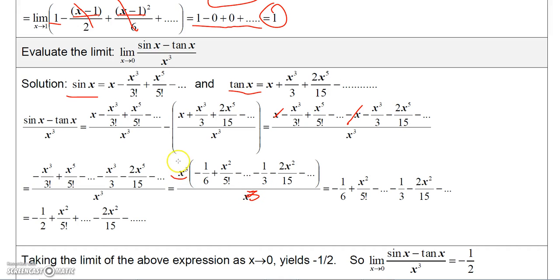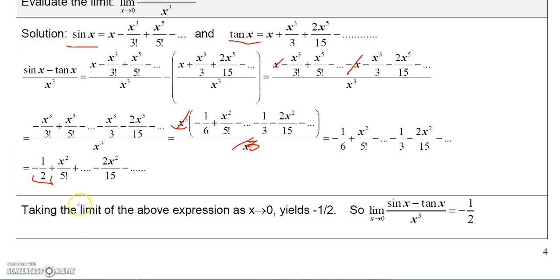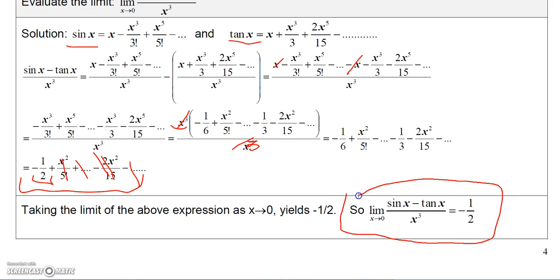Alright, so I have x cubed here over x cubed, and then notice here if you do minus a sixth minus a third, that's actually going to equal minus a half, and then all of the other terms have x's in them. So if you take the limit of this expression as x goes to 0, all of these terms will disappear. So all the other terms will disappear, and you'll just get minus a half. So that limit is actually equal to negative a half.